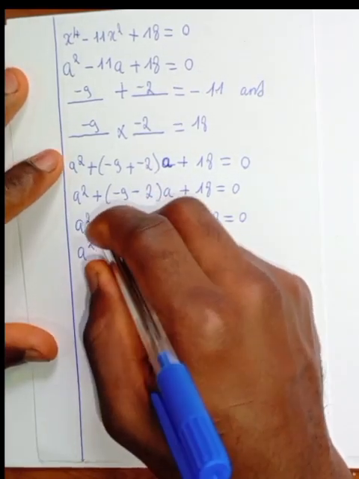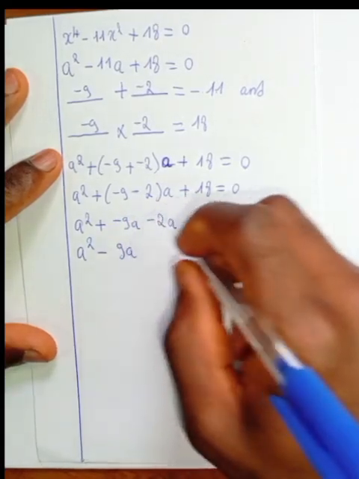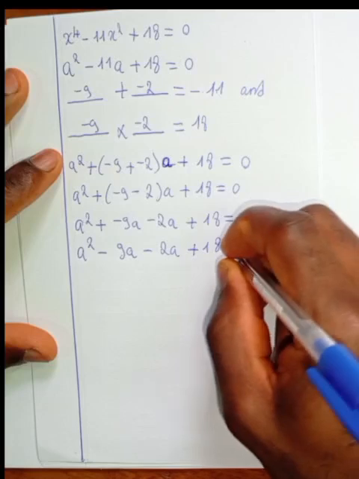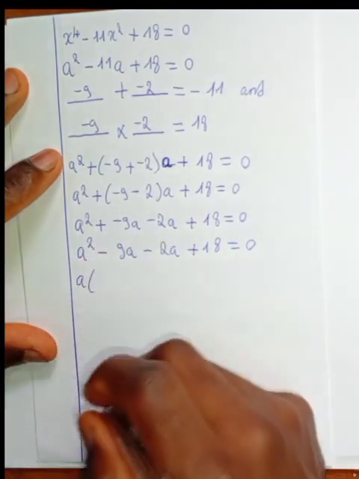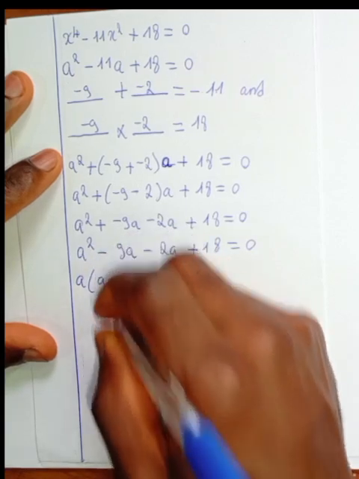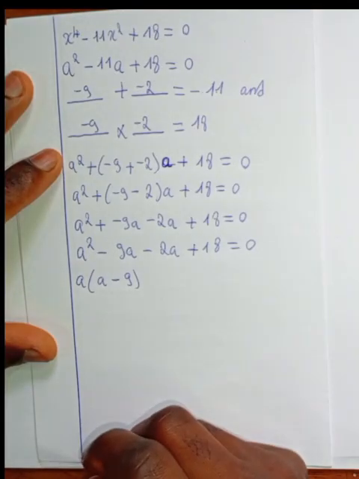This will give us a squared, positive, negative will stay, a squared minus 9a minus 2a plus 18 is equal to 0. For this first pair, a is common, we factor out a. A times a gives us a squared. We bring down minus. A times 9 gives us 9a.